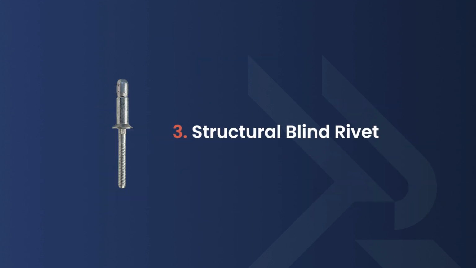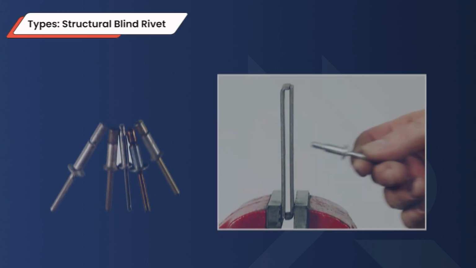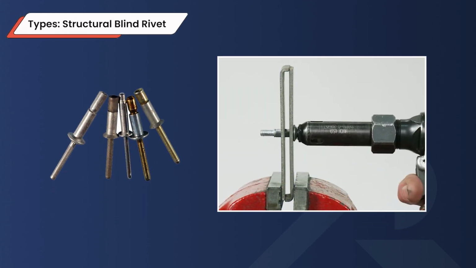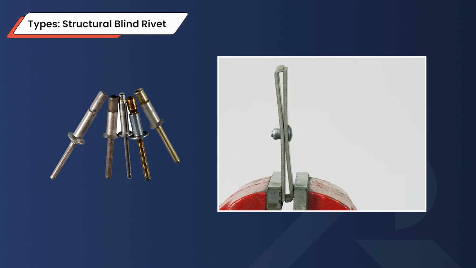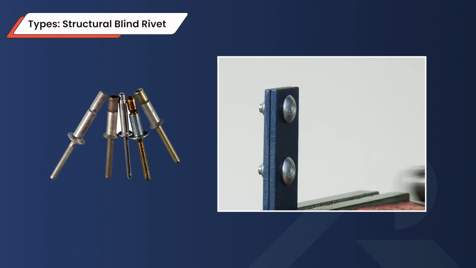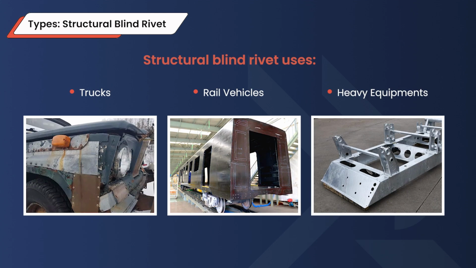The third type is the structural blind rivet. It works like a blind rivet, but it is designed for higher strength. In many designs, the mandrel stays locked inside the rivet body after installation. This improves strength and vibration resistance. Structural blind rivets are often used in trucks, rail vehicles, heavy equipment, and other assemblies where one-side installation and higher joint strength are both needed.